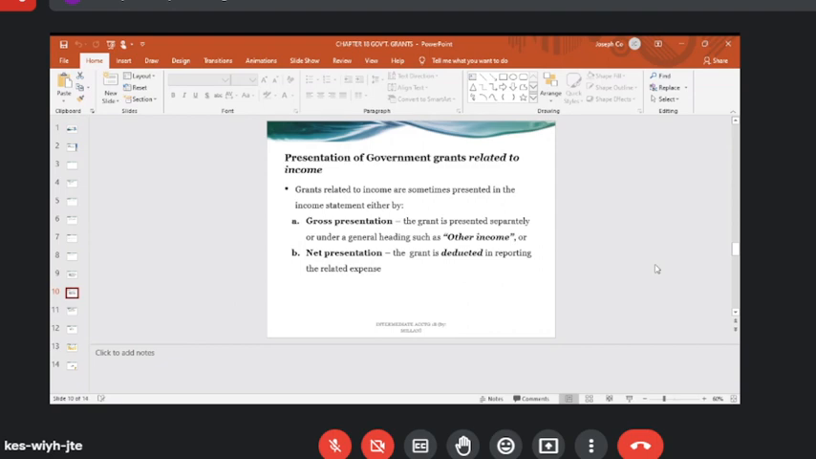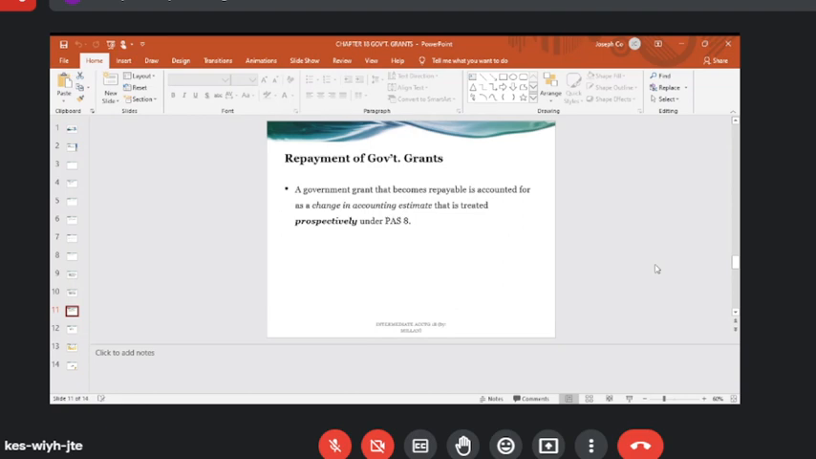Presentation of government grants related to income. Grants related to income are sometimes presented in the income statement, either by gross presentation or net presentation. Under gross presentation, the grant is presented separately or under a general heading such as other income, while under net presentation, the grant is deducted in reporting the related expense. In case there is a repayment of the government grant, the treatment is a change in accounting estimate, so you apply the prospective application.